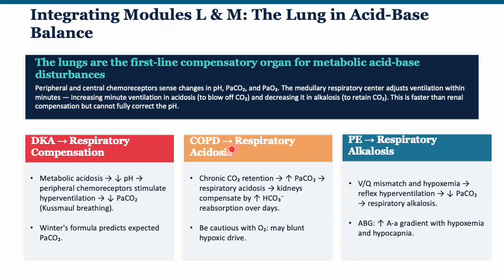I'll put that concept probably in one of our review packets. And then the third thing, PE, where you can see a respiratory alkalosis. With PE, you have a VQ mismatch and you can have some hypoxemia. This will cause a reflexive hyperventilation. You can have decreased PaCO2 and a respiratory alkalosis. The ABG will show an increased AA gradient with hypoxemia and hypocapnia.